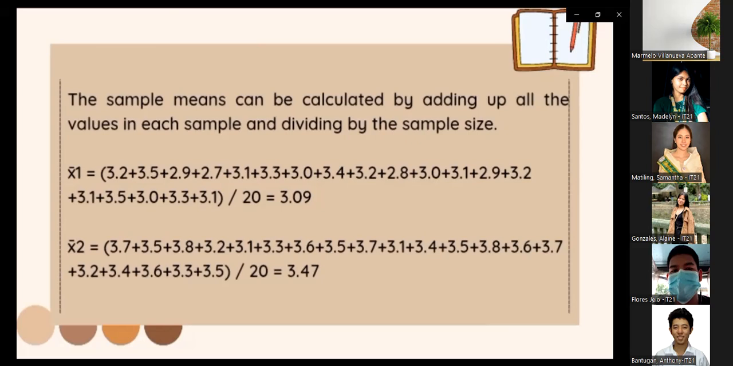x̄2 equals 3.7 plus 3.5 plus 3.8 plus 3.2 plus 3.1 plus 3.3 plus 3.6 plus 3.5 plus 3.7 plus 3.1 plus 3.4 plus 3.5 plus 3.8 plus 3.6 plus 3.7 plus 3.2 plus 3.4 plus 3.6 plus 3.3 plus 3.5, divided by 20, equals 3.47.